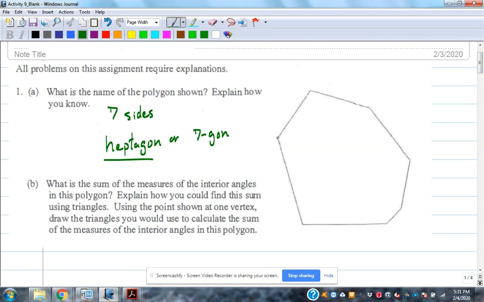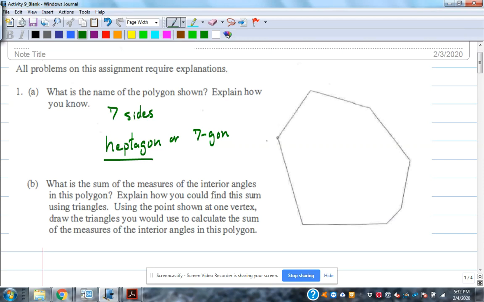Part B for this problem says, what's the sum of the measures of the interior angles in this polygon? Explain how you could find this sum using triangles. Use the point shown at one vertex and draw the triangles you would use to calculate the sum of the interior angles. What do we know? Why are we using triangles? What do we know about the angles in a triangle? They add up to be 180. So if I can fill this thing up with triangles, then I can just count how many triangles I have and multiply that times 180, and that'll give me all the measurement of the angles inside.